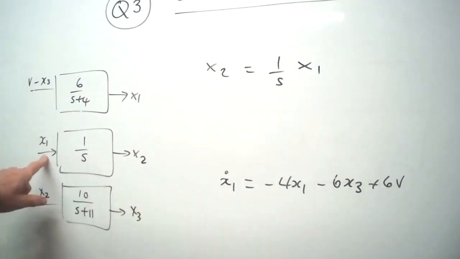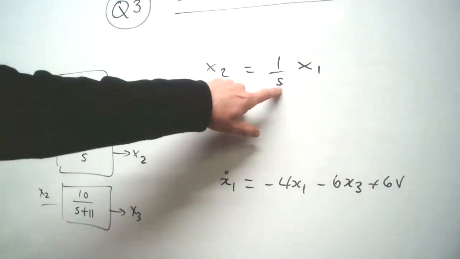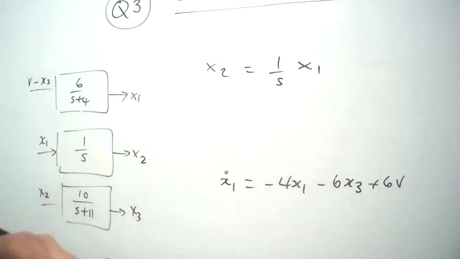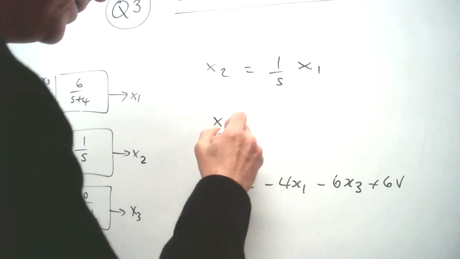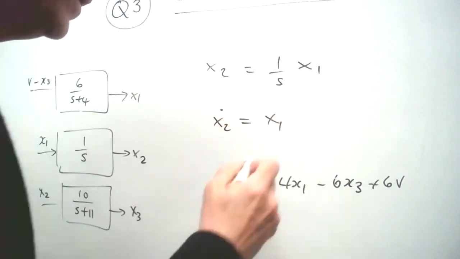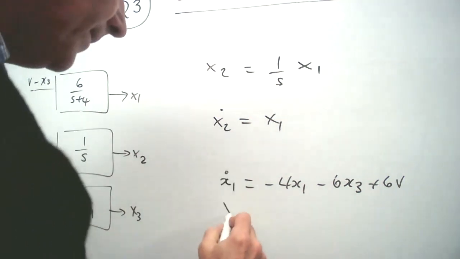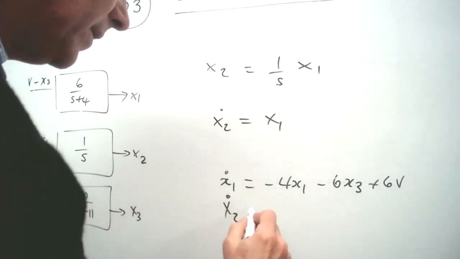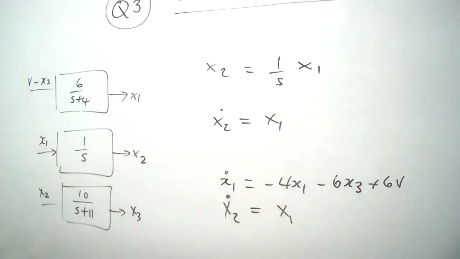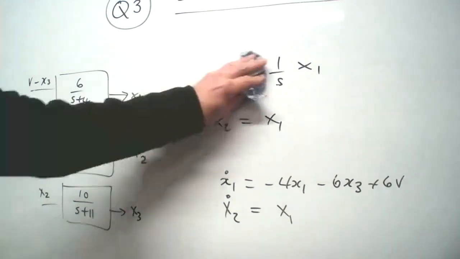x2 is this times this, which gives that. Then move the s up here, so we get x2 dot equals x1, because s times x2 is x2 dot. So our second equation is x2 dot simply equal to x1. So that's two of them done now.